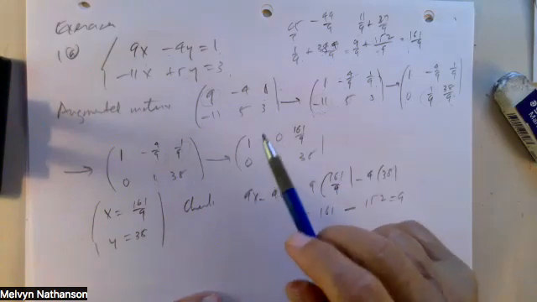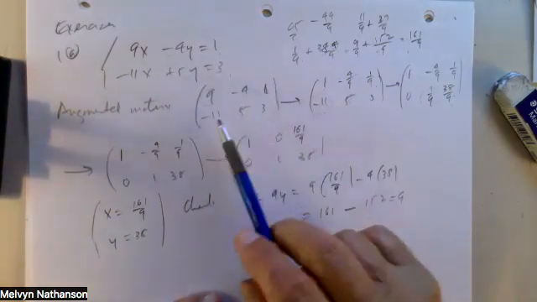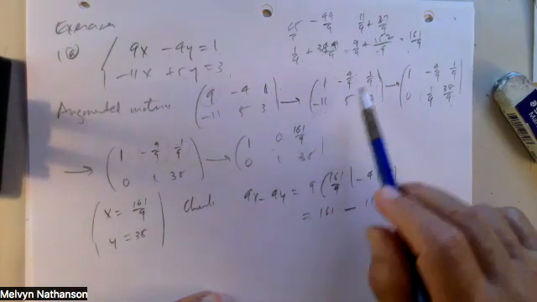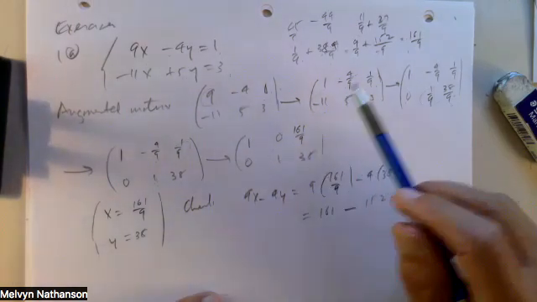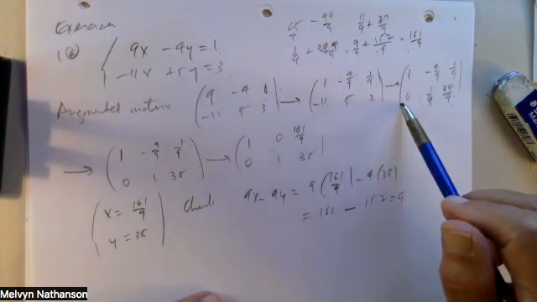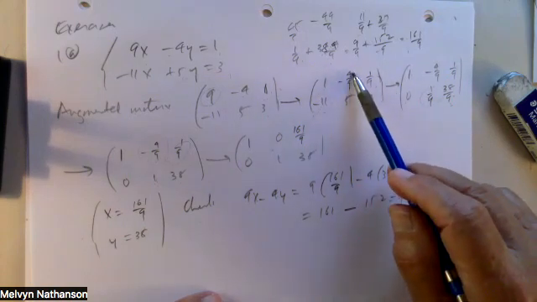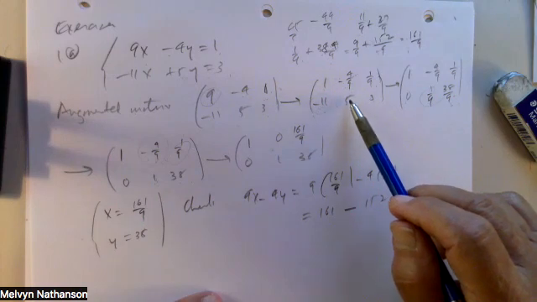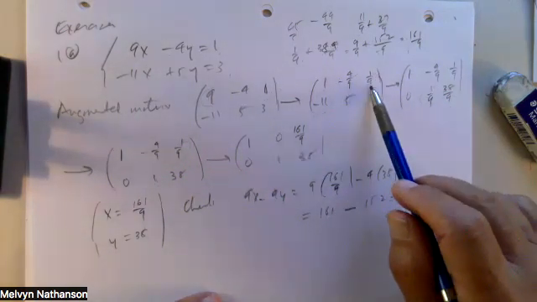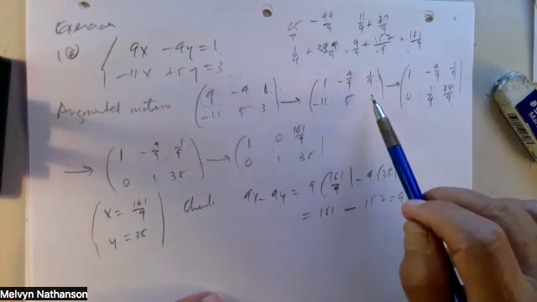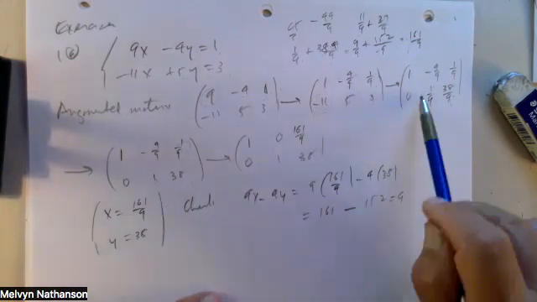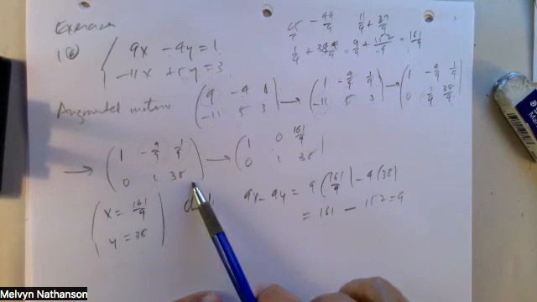So all I can do is keep checking. 9 minus 4, 1, minus 11, 5, 3. So I get 1, minus 4 over 9, 1 over 9, minus 11, 5, 3. Then I add 11 times the first row to the second. 11 minus 11 is 0. Minus 44 over 9 plus 45 over 9 is 1 over 9. 11 over 9 plus 3 is 38 over 9. Then multiplying the second row by 9 gives me 0, 1, 38.